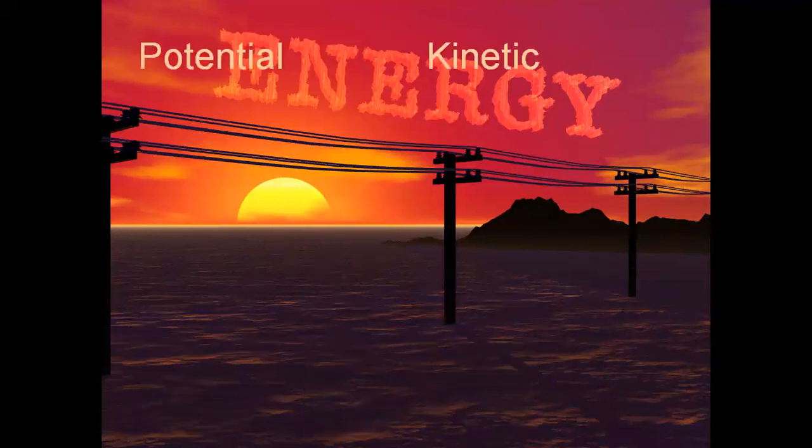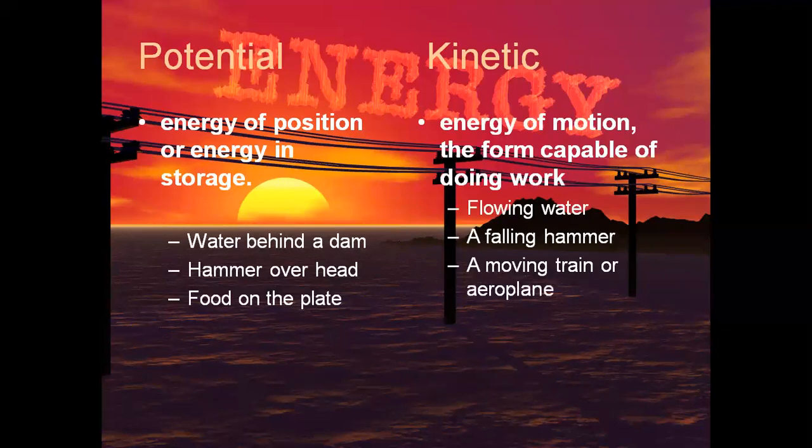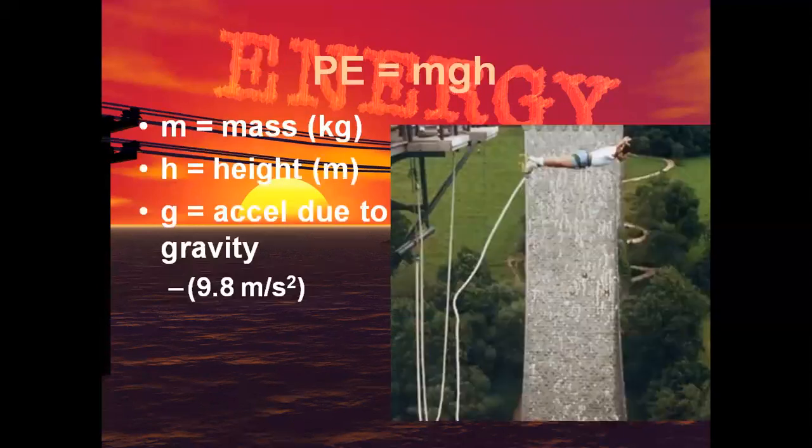So what is the difference between potential and kinetic energy? Potential energy is the energy of position, energy due to position, or energy in storage. For example, water behind a dam, a hammer over the head, or food on the plate. All of these things have some energy in them due to their raised position. Whereas kinetic energy is the energy of motion, the form capable of doing work. For example, energy possessed by flowing water, a falling hammer moving downwards, or a moving train or an aeroplane.